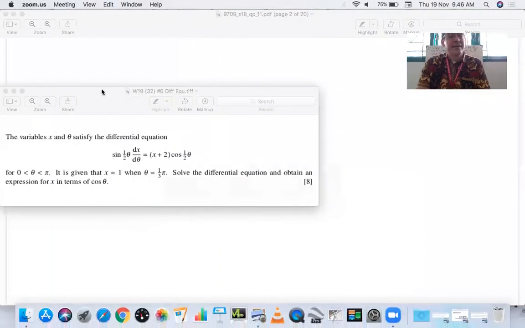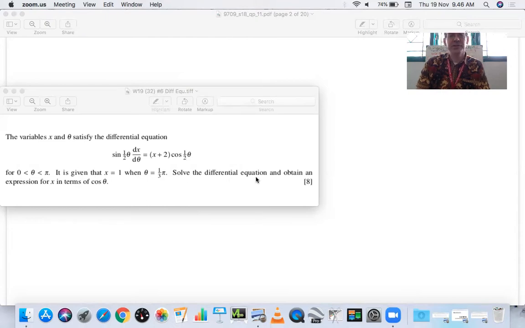Okay, let's look at our second example here. It says the variables x and theta satisfy the differential equation. And notice here they give you the differential equation. Sine 1/2 theta dx d theta equals x plus 2 times cosine half theta. For 0 to pi for theta, it is given that, so by the way, you're in radians. If you ever use your calculator, make sure you're in radian mode for this. It is given that x equals 1 when theta equals pi thirds. So that's our coordinate that they give.